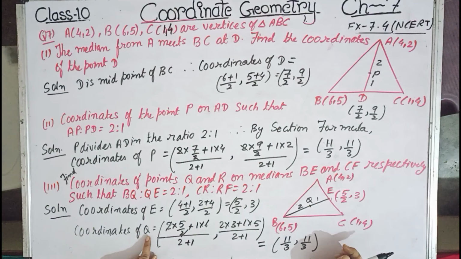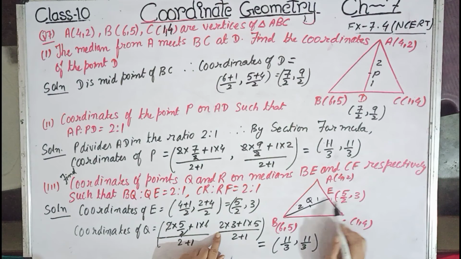Therefore the coordinates of the point Q can be calculated by using the section formula as (m x2 plus n x1) by (m plus n) and (m y2 plus n y1) by (m plus n). So the coordinate again will be equal to 11 by 3 and 11 by 3.